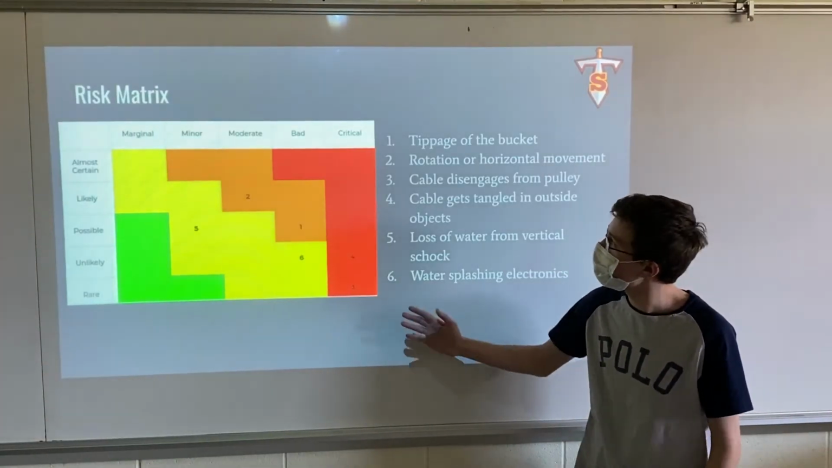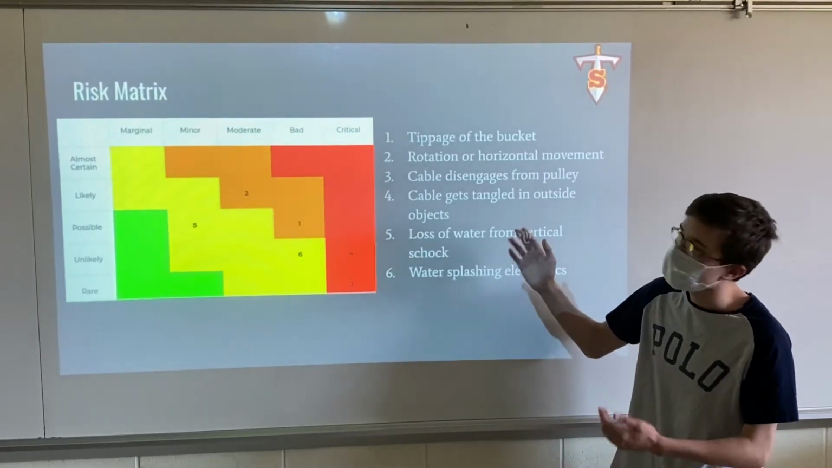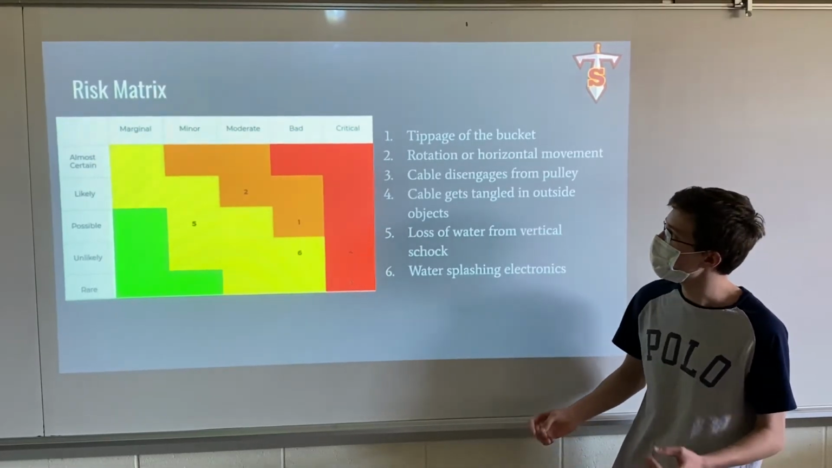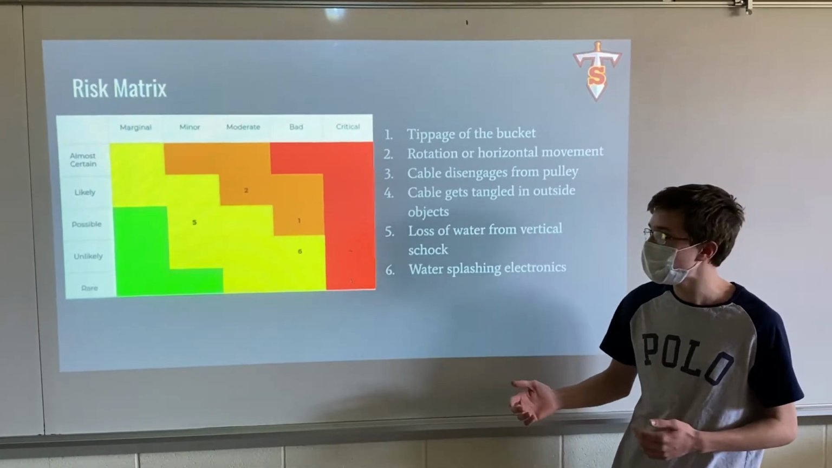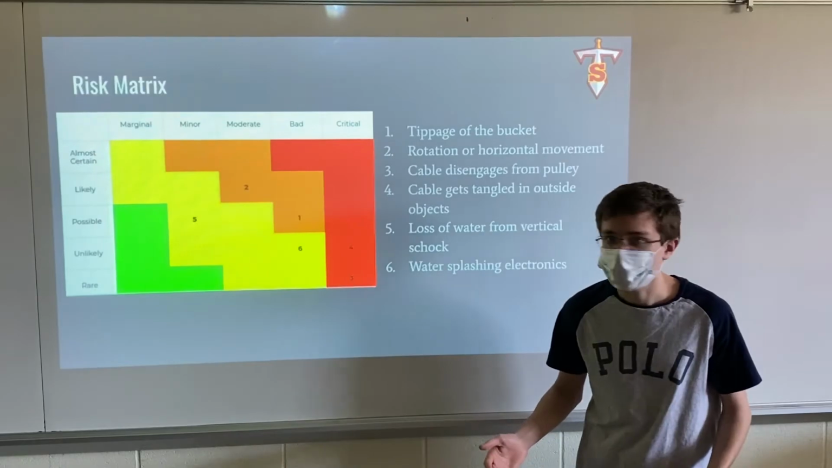Alright, so right here we have our risk matrix, where we ranked our risks, which we chose to be the bucket tipping, the rotational horizontal movement, the cable disengaging from the pulley, the cable getting tangled in outside objects like trees, losing water from vertical shock, and water splashing on our electronics.